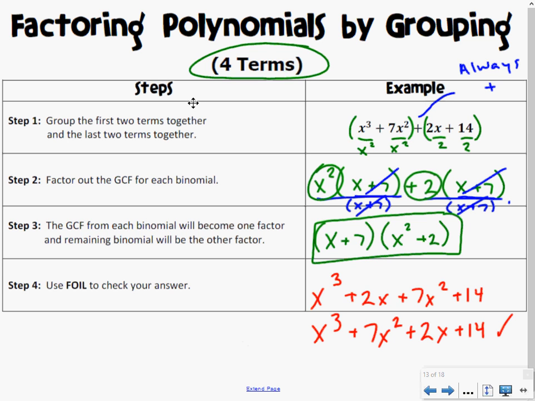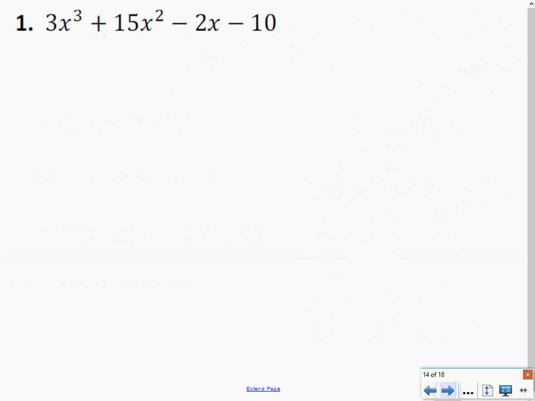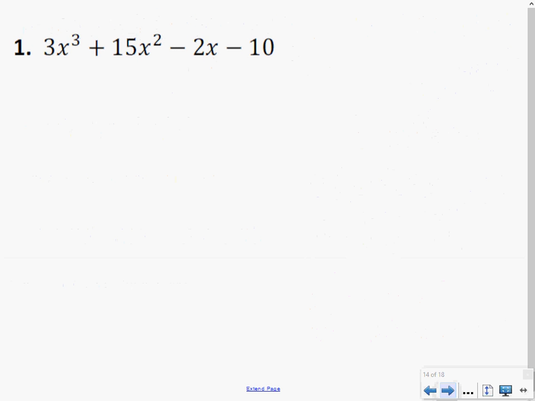So let's look at a few more examples here. Feel free to pause and rewind at any point during this video. Okay, so here's a second example. Four terms, so we know that we should be factoring by grouping. Okay, well, we need to make our groups.